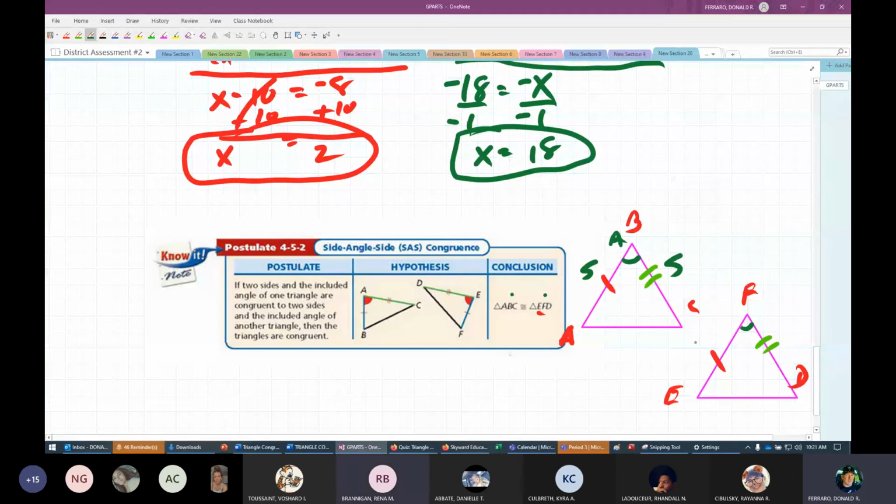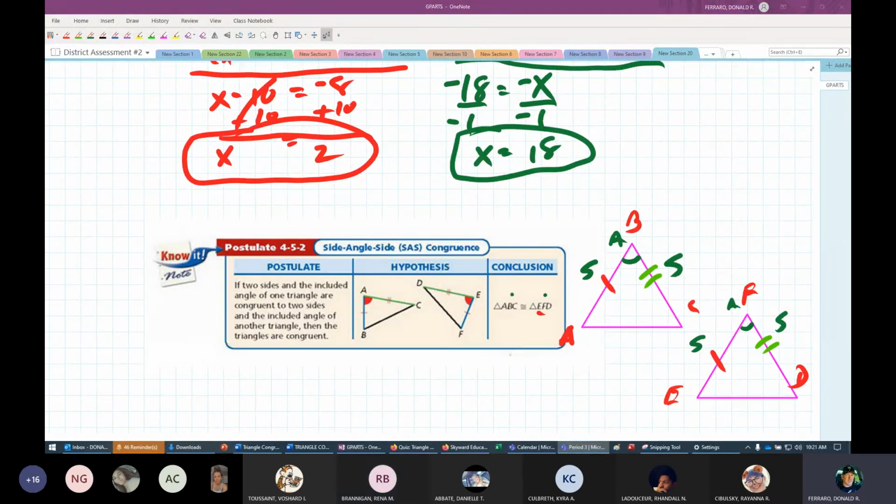So I've got side, angle, side. They have to go in order. I've got side, angle, side in both triangles. And again, what you need to put into the guided notes is: if two sides and the included angle. The included angle is the one between the two sides. Let me highlight that in yellow for you. That is included in those two sides. Same thing here. But again, side, angle, side. They have to go in order. So we've got points one, two, and three.